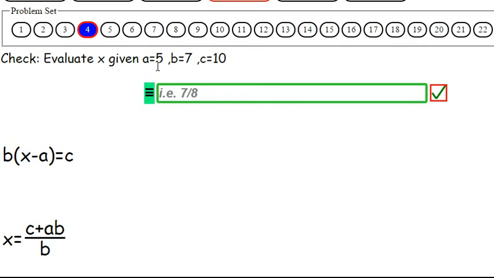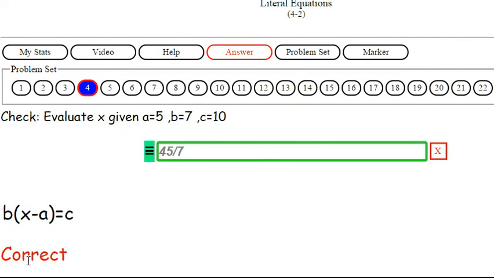Do we have time to actually do this? Let's see what we got. We got c, which is 10, plus ab, which is 35. 10 plus 35 is 45 over 7. Let's try that out. 45 divided by 7, and that doesn't reduce down any, right? 9 times 5? No. Correct. Well, anyway, we did the demonstration on the calculator, nevertheless.